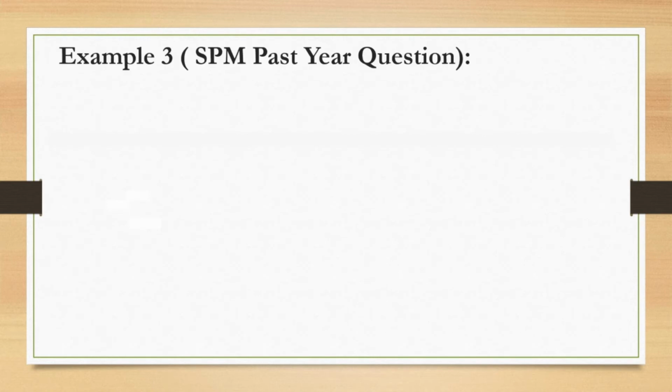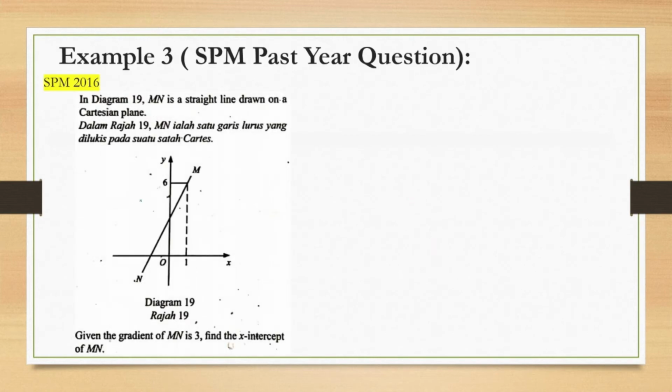Okay, so the next question is from SPM 2016. In diagram 19, MN is a straight line drawn on a Cartesian plane. Given the gradient of MN is 3, find the x-intercept of MN. So the gradient of MN is already given, but we don't know the y-intercept. And also from the Cartesian plane, we cannot know the y-intercept.